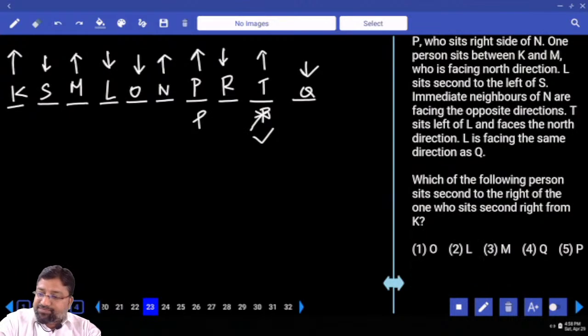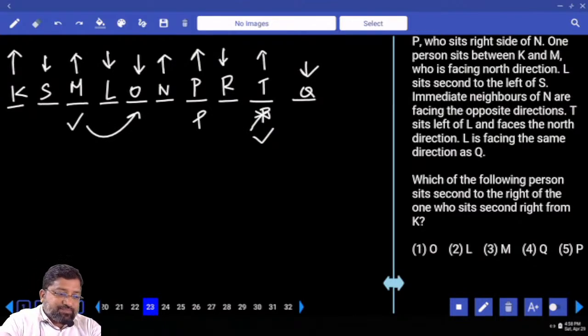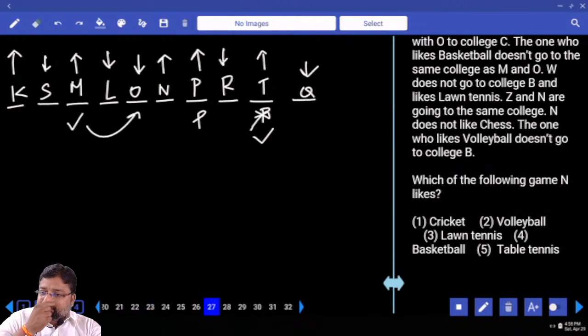Which of the following persons sits second to the right of the one who is second to the right of K? Second to the right of K is M. Who is second to the right of him? What's the answer? Option 1.